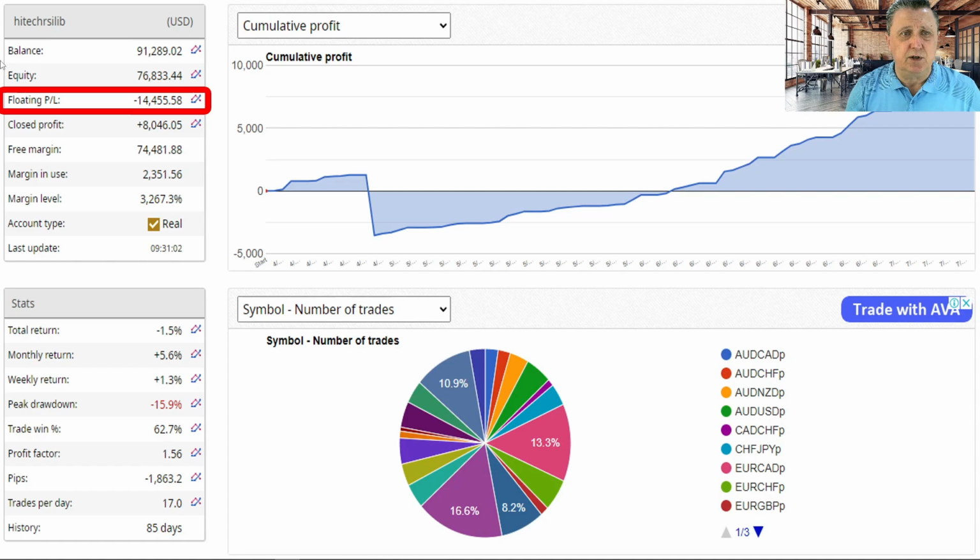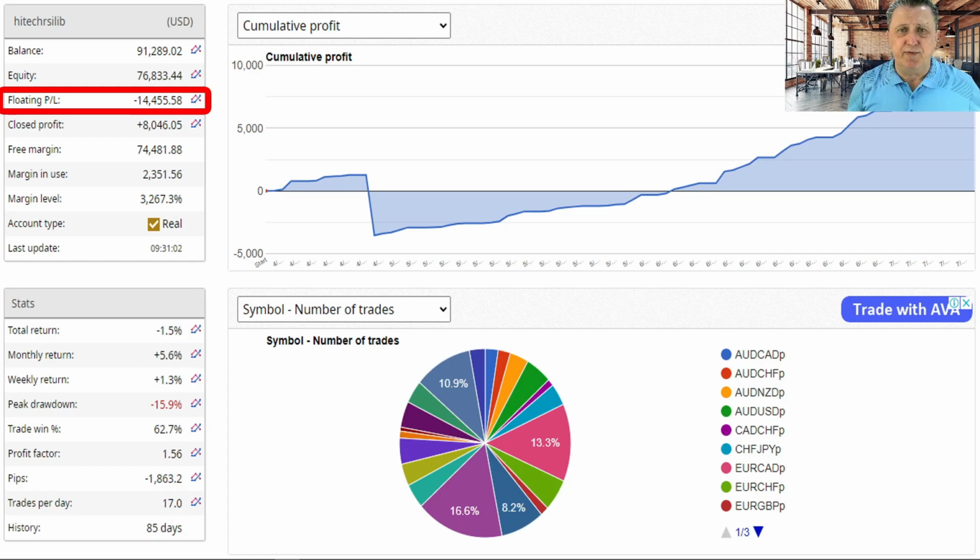You can also see the closed profit is 8,000. Free margin and everything else is quite nice. This is a real account with real money in it. Then you have the total returns, which at the moment is in minus because of the drawdown. You have the monthly returns that are calculated and the weekly returns here, also with trade wins, pips, everything else, and a history of 85 days as it is right now.